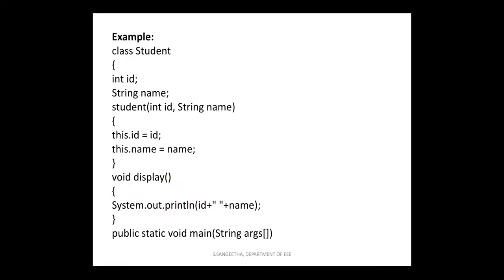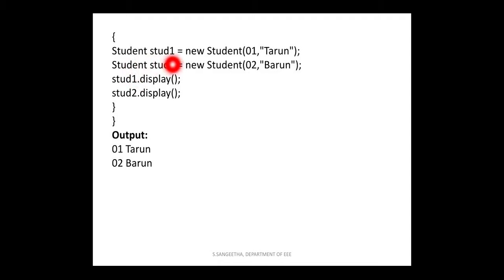Next, public static void main(String[] args). Student s1 is equal to new Student, the first student's id 01 comma Tarun. The name will be Tarun. Student s2 is new Student 02 comma Barun. So the two students' ids and names will be displayed. By using the values id and name, the output will be like this: 01 space Tarun, 02 space Barun. The two students' names and ids will be displayed like this in the output box.